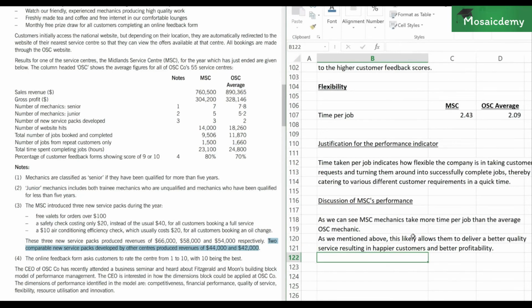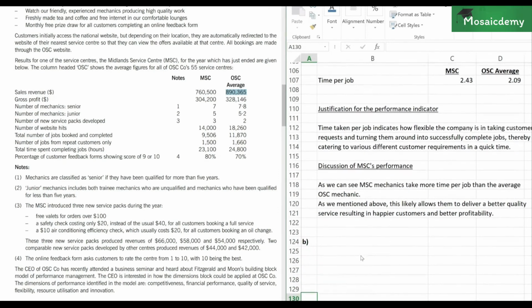Okay, we must be careful with our wording. Better profitability, because the profit margin was better. But if we look at the profits themselves, the profits are higher for the OSC average because their sales are also higher, right? So we can't say better profits. Okay, so there's part A for 16 marks. We're done with that. Now let's quickly do part B and wrap up.